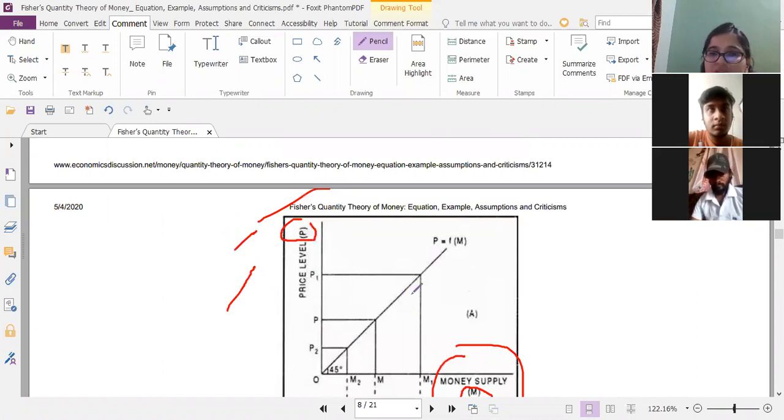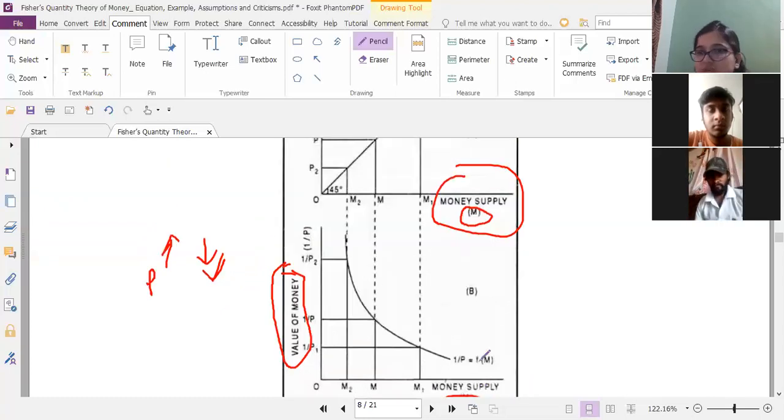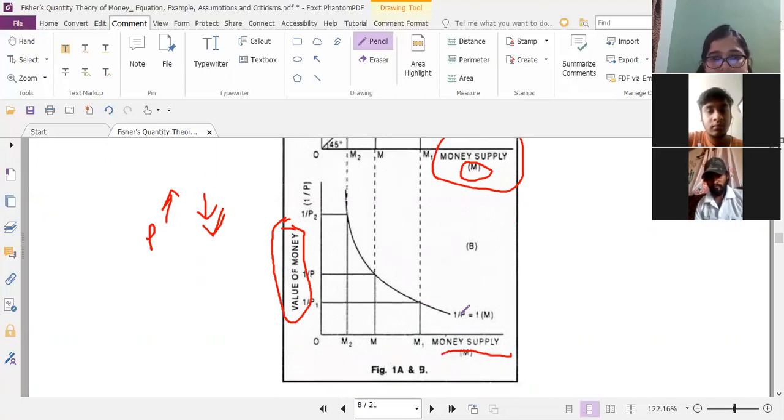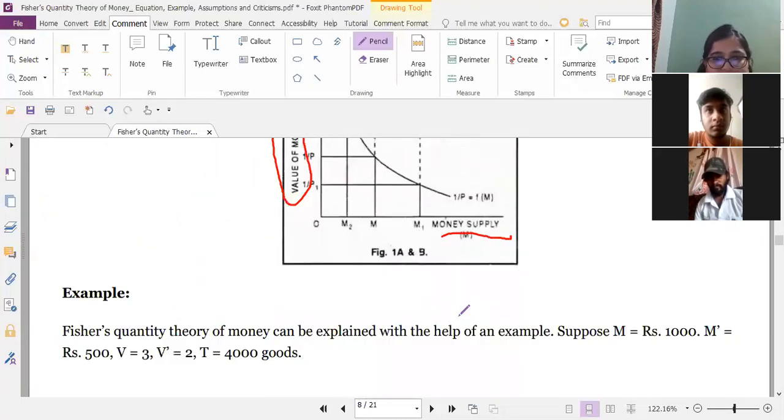So this line is what will tell you how the relationship is. If it is going upwards like this, then it is a direct relationship. That is, increase in money supply will lead to increase in price. And this curve, if it is going down like this, then there's an inverse relationship. You can see as the money supply increases, the value of money decreases, right? So we'll quickly look at the explanation part of it, the graph explanation.